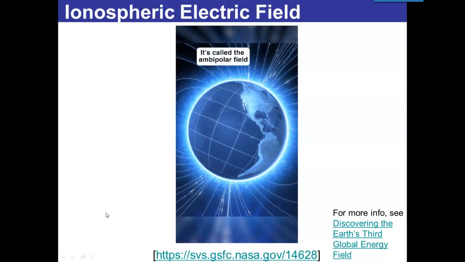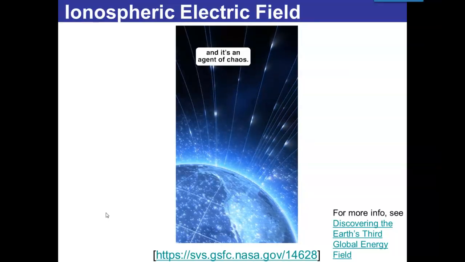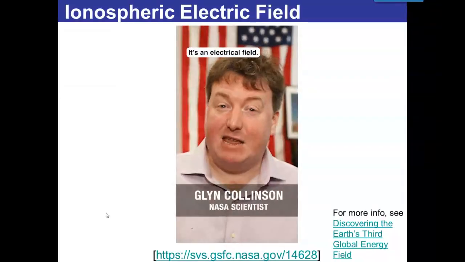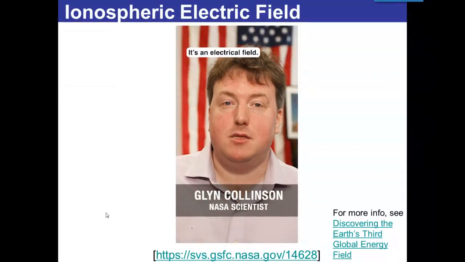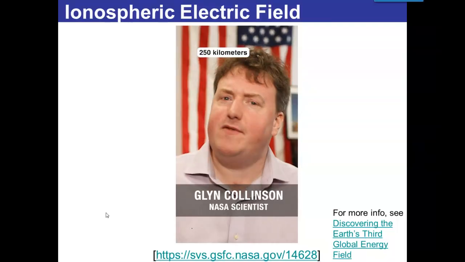It's called the ambipolar field, and it's an agent of chaos. It's an electrical field. It begins at about 250 kilometers above your head, and it keeps going. The atmosphere up there is different than the atmosphere down here. Thinner, right? There's less of it. So think about just one atom.